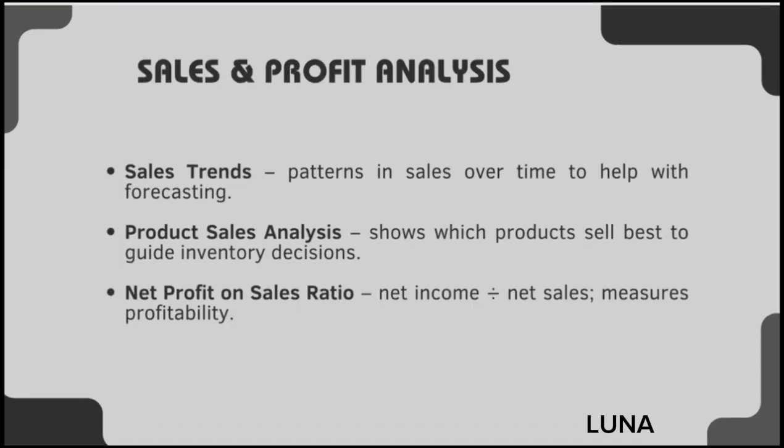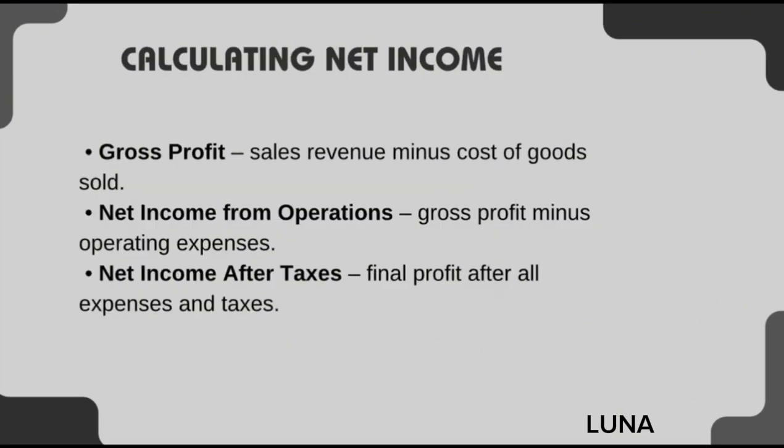Sales and profit analysis. Tracking sales helps you plan better. Look at trends over time and see which products bring in the most profit. The net profit on sales ratio tells you how much actual profit you're making from your total sales. It is a key indicator of your business efficiency. To calculate net income, start with your gross profit. This is your income before subtracting expenses. Then take away your operating costs to get net income from operations. Finally, subtract taxes to find your net income after taxes. This number shows your actual earnings.